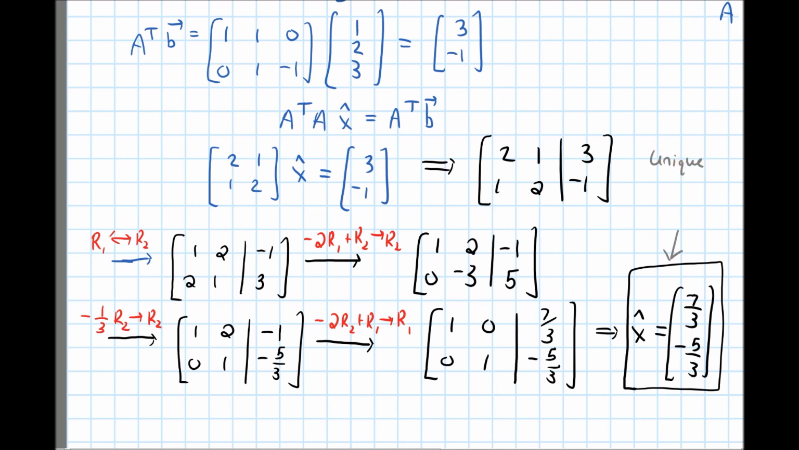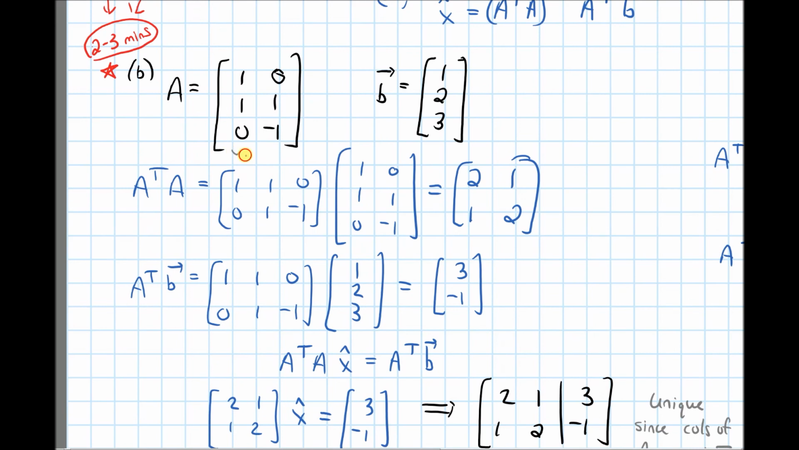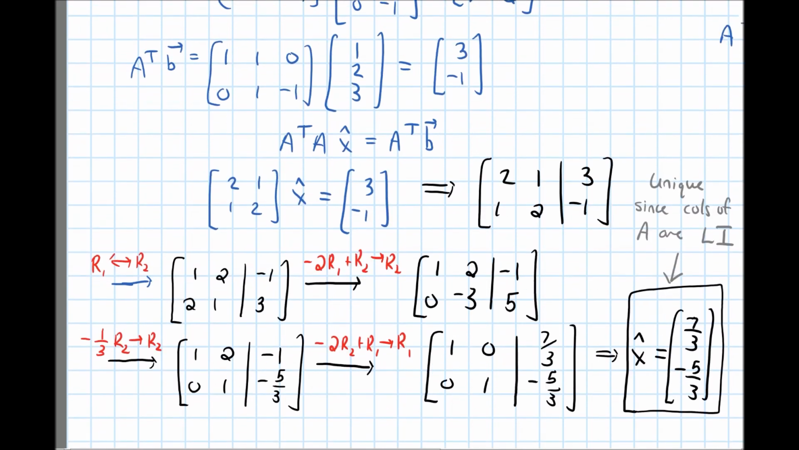And it's unique since the columns of the original matrix A are linearly independent in this problem. If we were to scroll up, here's A, there are just two columns. We can check if two columns are independent by seeing if they're multiples or not, and these are definitely not multiples. So these columns are linearly independent, and that's why we ended up with a unique solution.